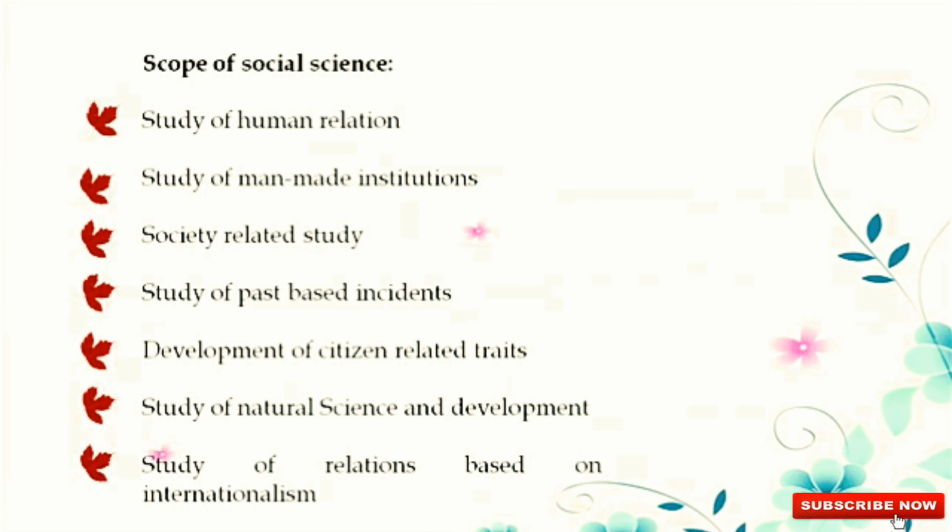When we talk about the scope of the social sciences, it always emphasizes the study of human relations, the study of human-made institutions, society-related studies, the study of past incidents in history, development of citizen-related traits in political science, the study of natural science and development in anthropology, and the study of relations based on internationalism.